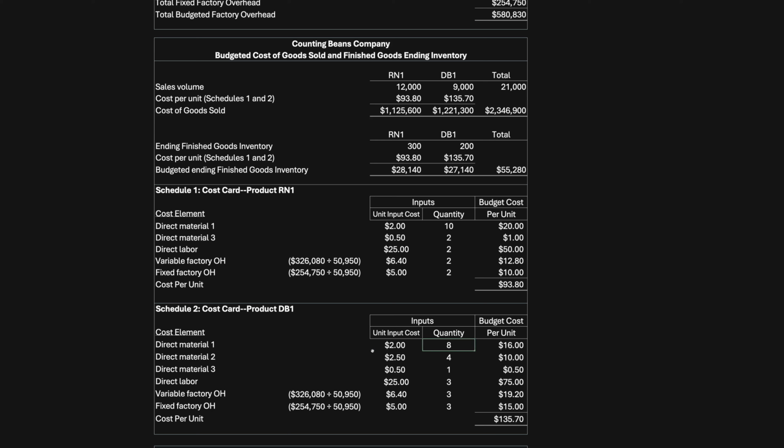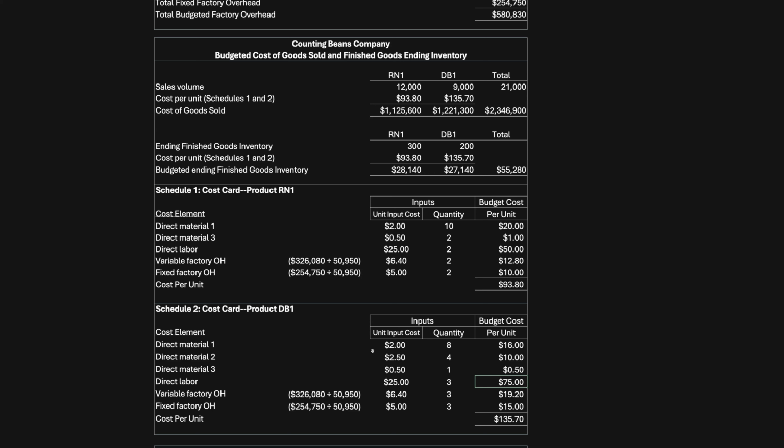We can multiply that by the 8 pounds needed for direct material 1, which works out to $16 per unit. The 4 pounds needed of direct material 2, if we do the math, we end up with $10 total per unit. And for direct material 3, we get 50 cents per unit. The direct labor is $25 multiplied by 3 hours, or $75 per unit of DB1.